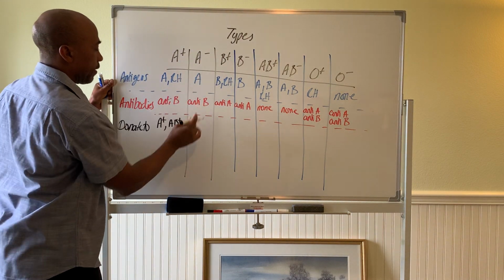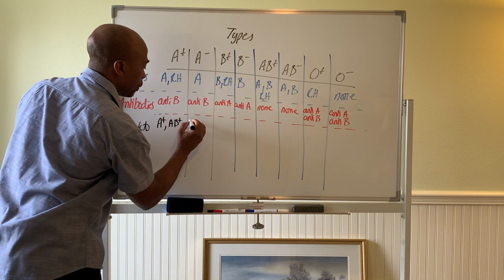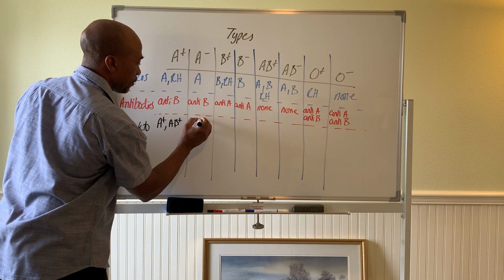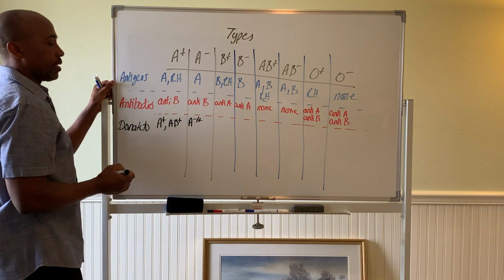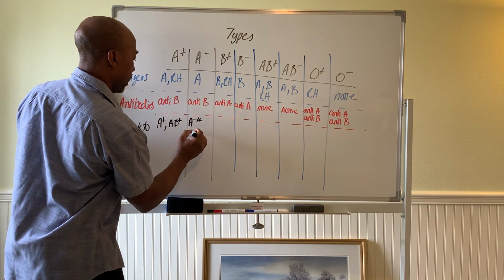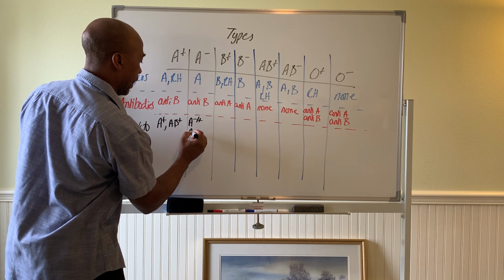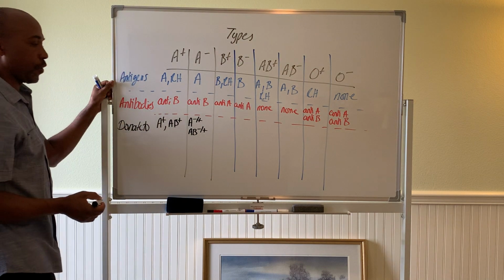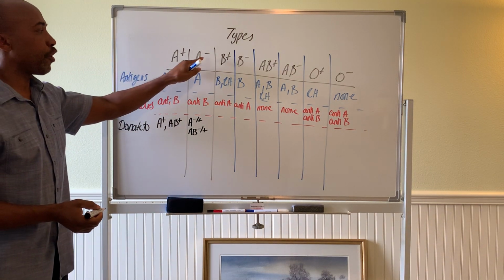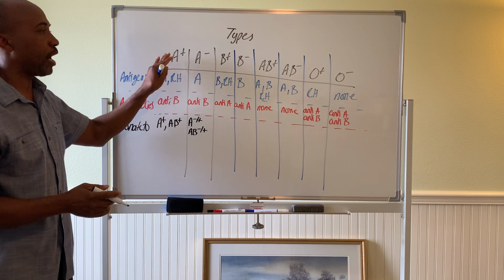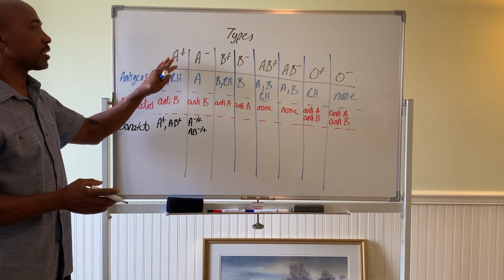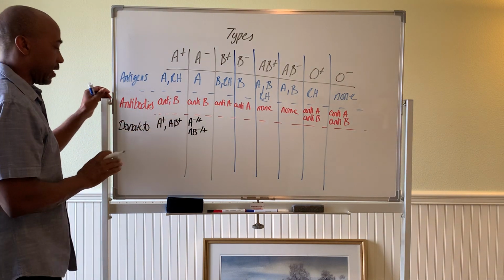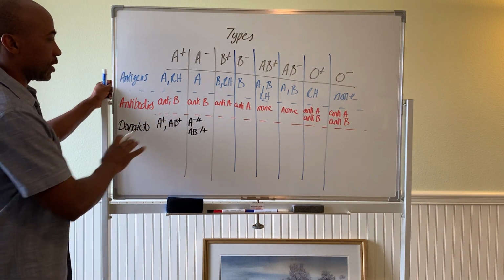And for A negative, you can donate to yourself, A negative, as well as to the A positives. And you can donate as well to AB negative and AB positive. So the negative version of the blood type can donate to both the positive and the negatives, while the positive version can only donate to the positive version. That may help you to simplify this chart.